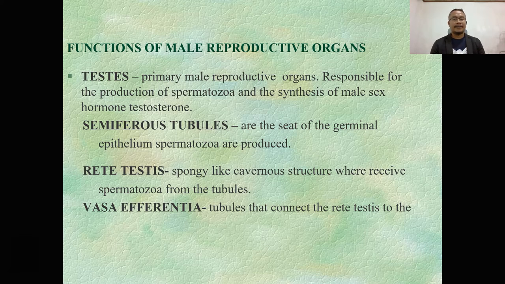Next is the rete testis. The spongy-like cavernous structure will receive spermatozoa from the tubules. After spermatogenesis, the spermatozoa will go out to the rete testis. And there is the vasa efferentia, or vas efferens, connecting the rete testis to the epididymis. Vasa efferentia provide channels for the sperm cells to be transported from the rete testis to the epididymis.